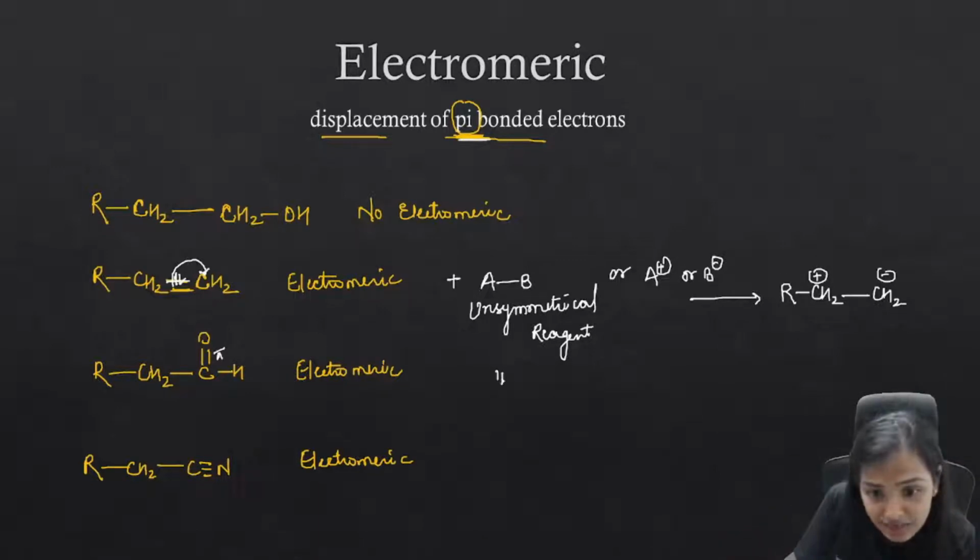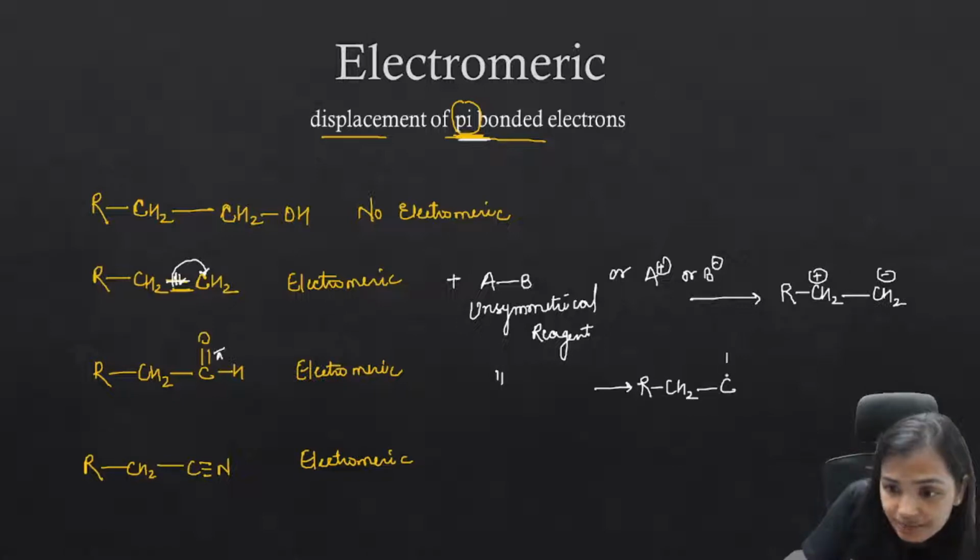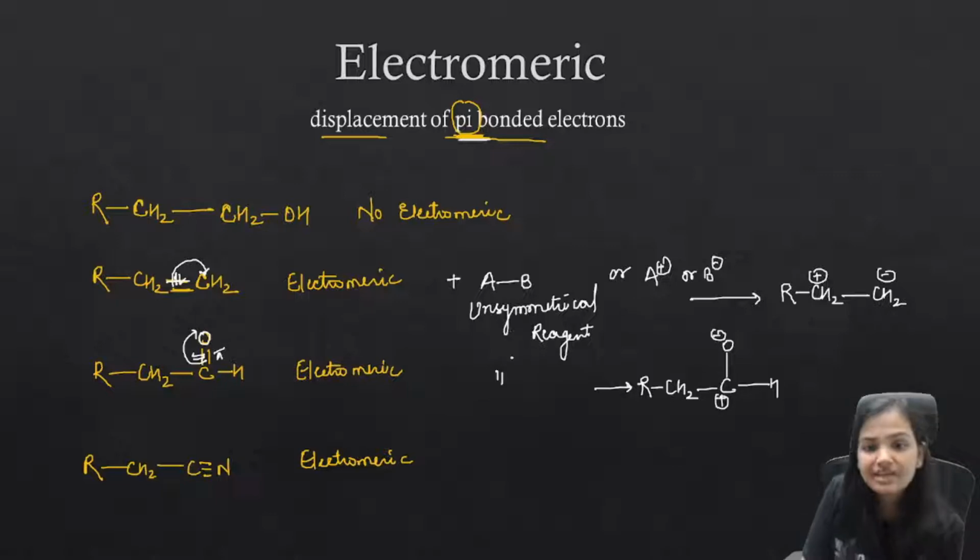So again, in the presence of any unsymmetrical reagent, when this pi bond gets displaced, just like that, RCH2 CO. Now you tell me where this bonded pair of electrons will get shifted. Guys, oxygen being an electronegative atom, definitely this will try to pull the electron. So this will become negative and this will become positive when in the presence of any unsymmetrical reagent. So an unsymmetrical reagent is the necessity for the electromeric effect to occur.